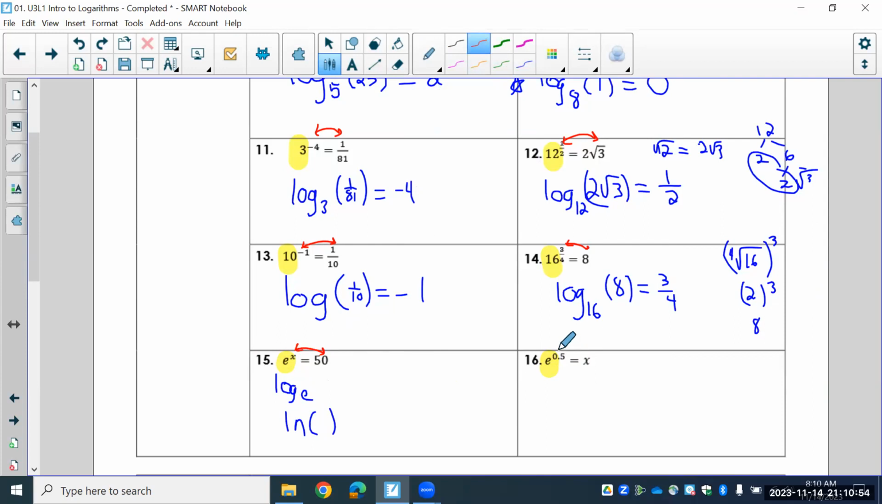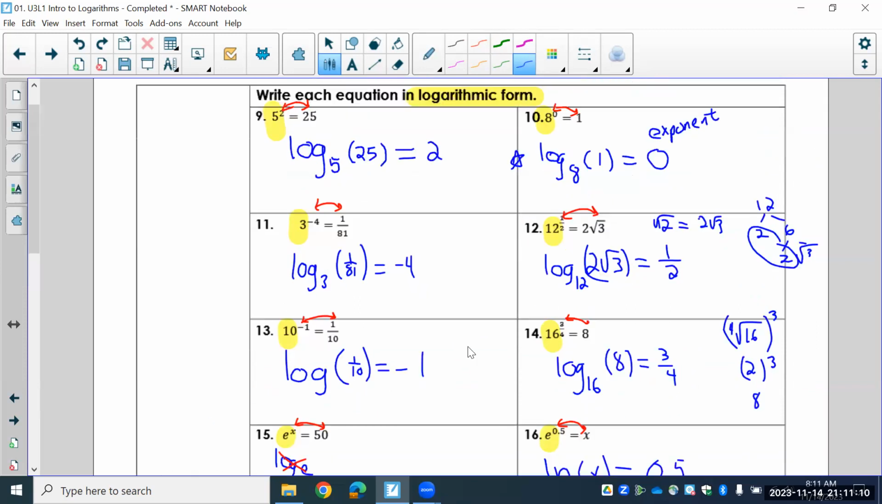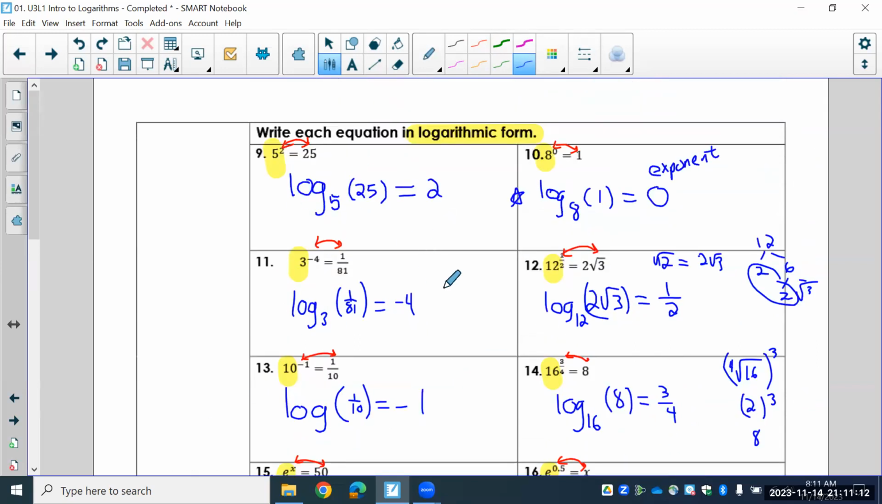Again, we're just trying to get you used to equations. So again, there is no log e, that's actually ln. So ln of 50 evidently equals x in that equation. And this one would be ln of x is equal to 0.5. So that's writing exponentials into logarithms.